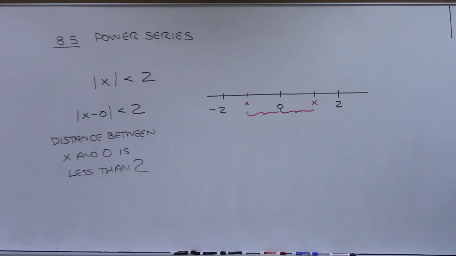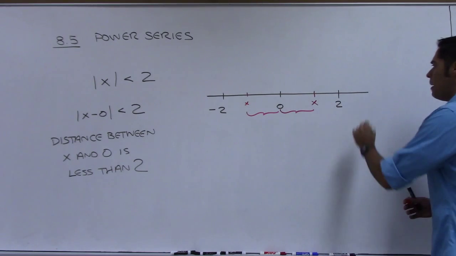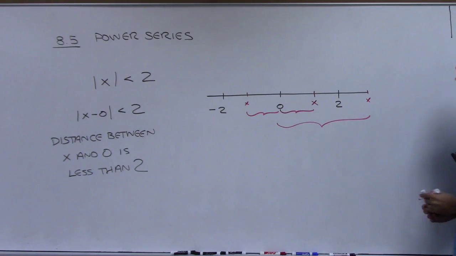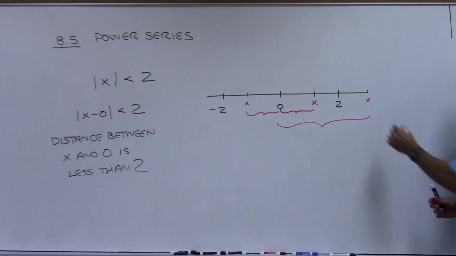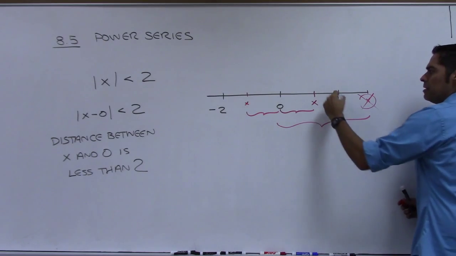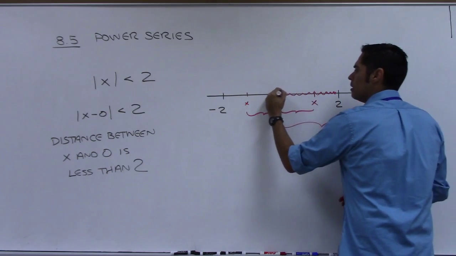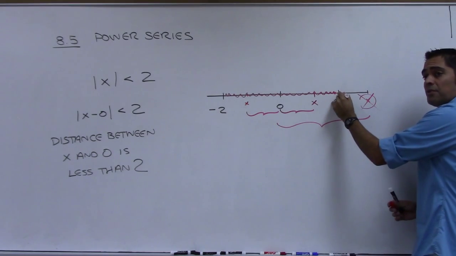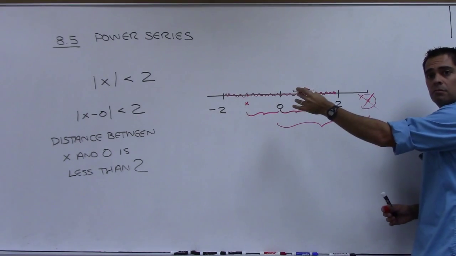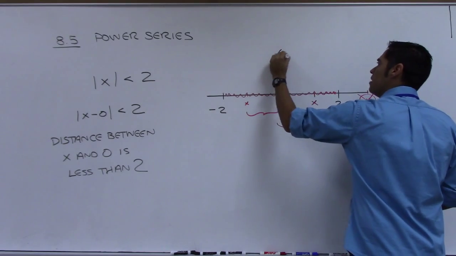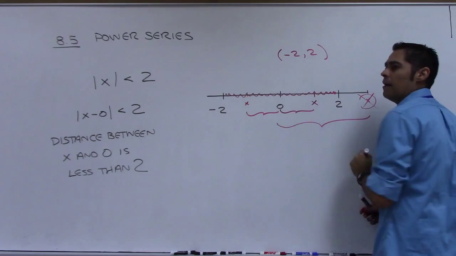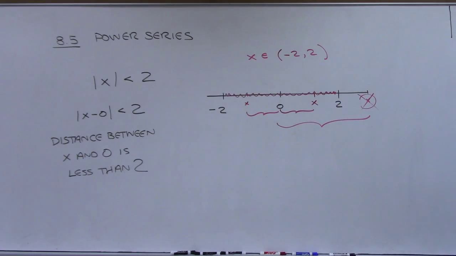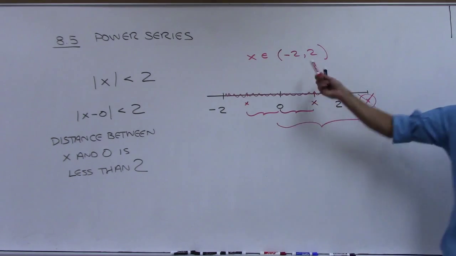Yes, right? It's a distance, right? We're measuring it as a positive number. If I pick an x out here, the distance between 0 and x is greater than 2, so that would not work, right? So what we have is basically any number in here, right? But not 2, right? And not negative 2. So the way we'd write that is negative 2 to 2, something like that, right? X must be an element of that set of numbers. X belongs to that interval.